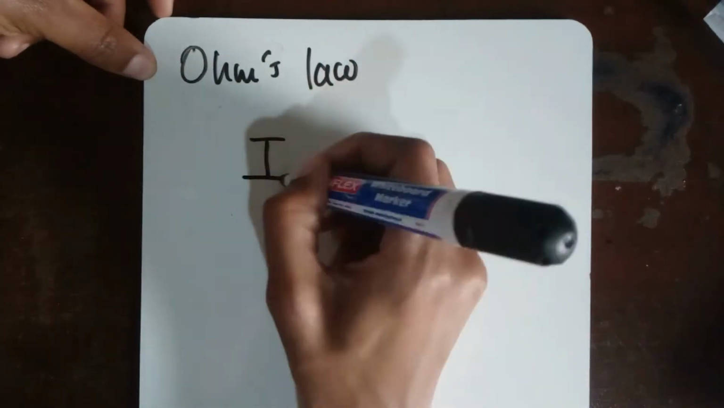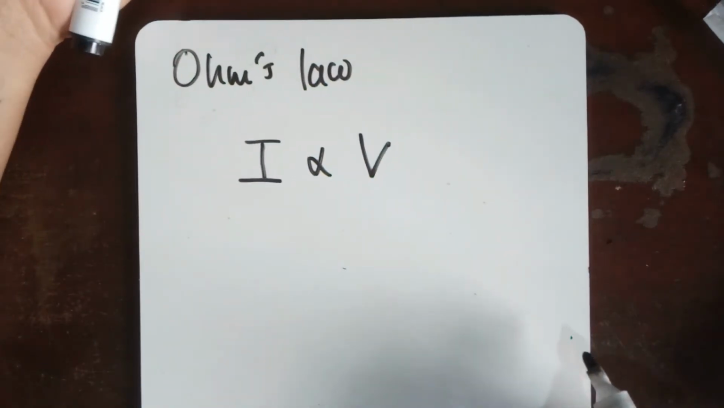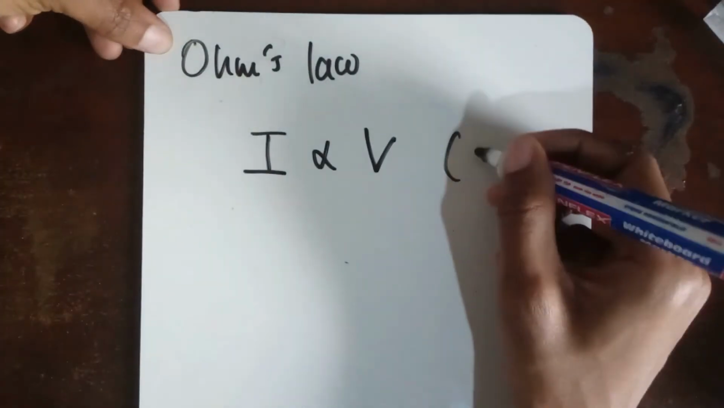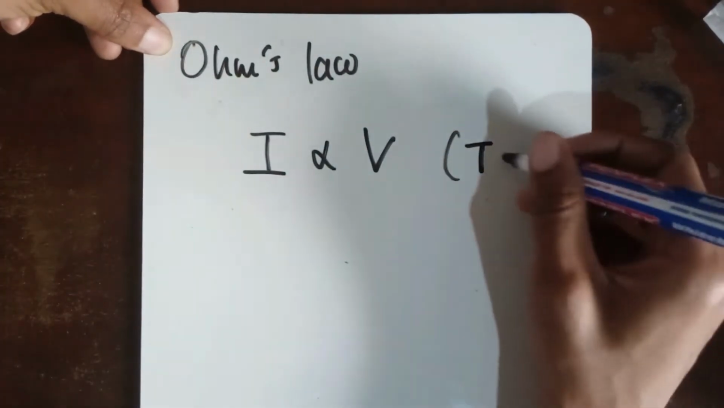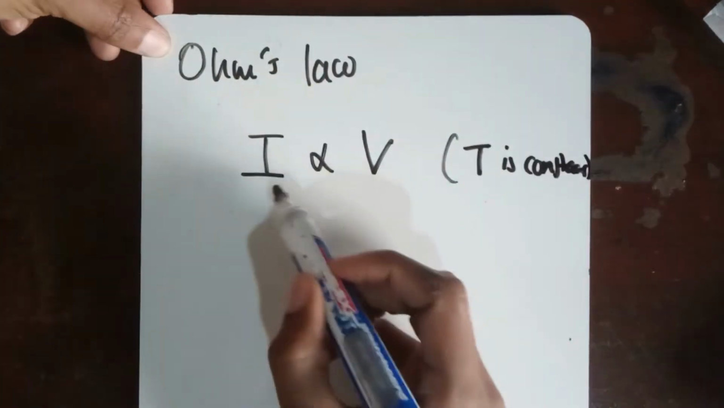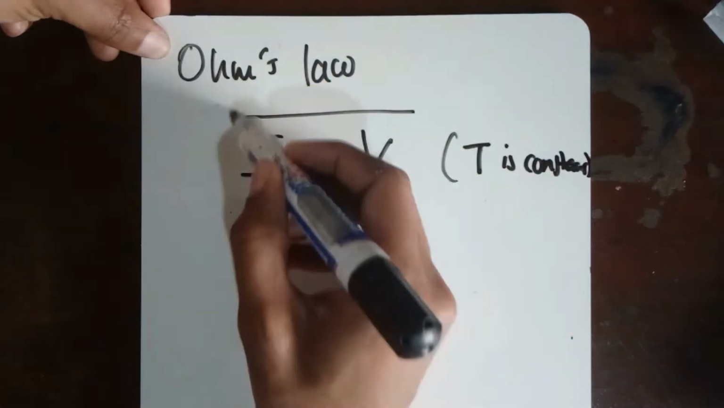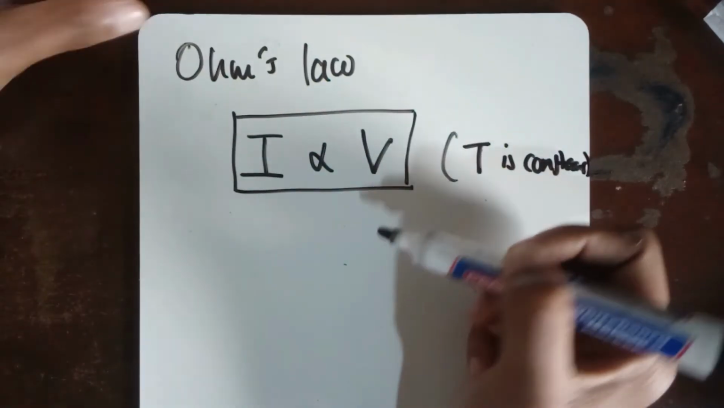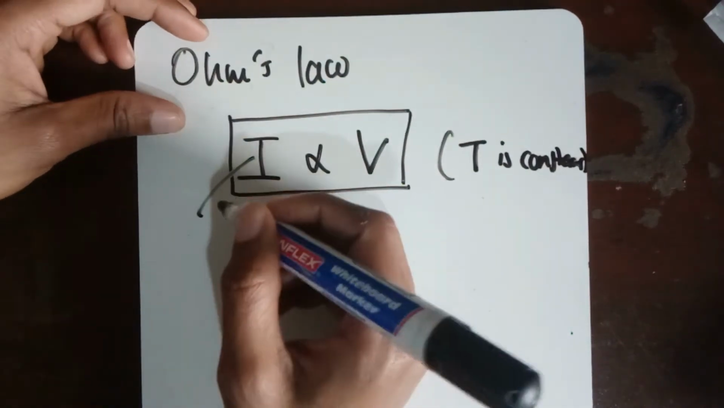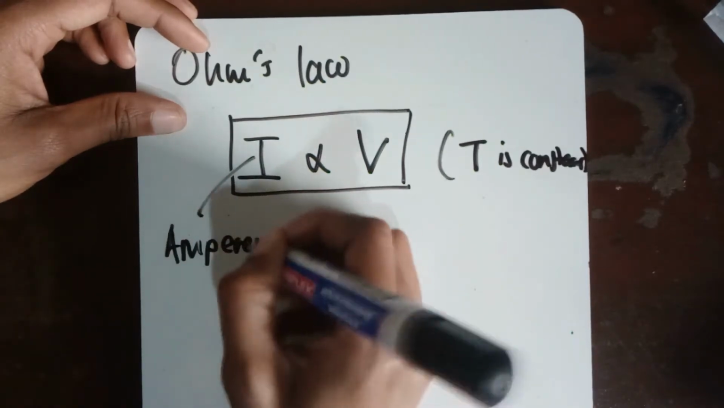So the current is directly proportional to the potential difference through the conductor, provided that the temperature is constant. So I'll say provided that T, which is temperature, is constant. That is basically saying that current through any conductor is directly proportional to the potential difference, provided that the temperature is constant. So we know that the symbol for current is I, and it's measured in amperes.